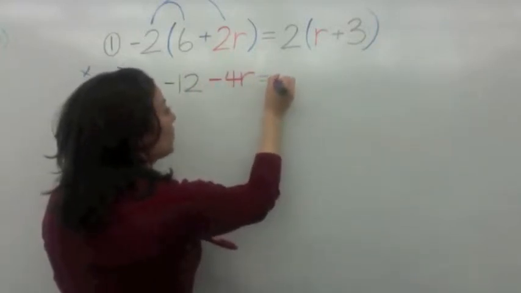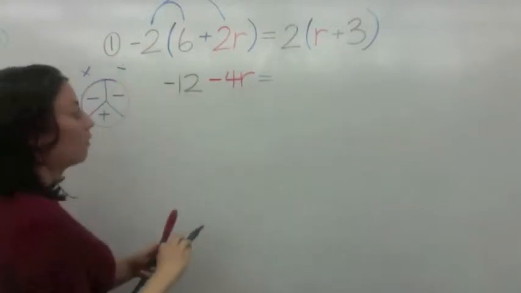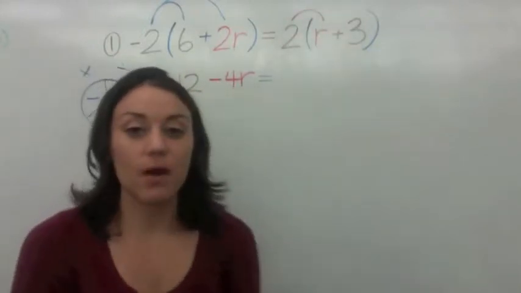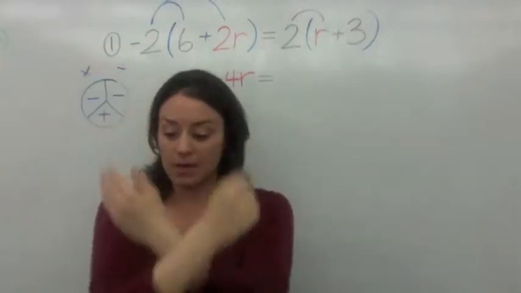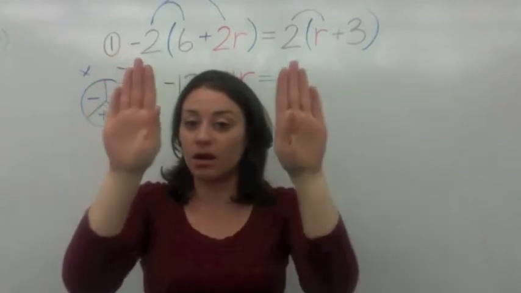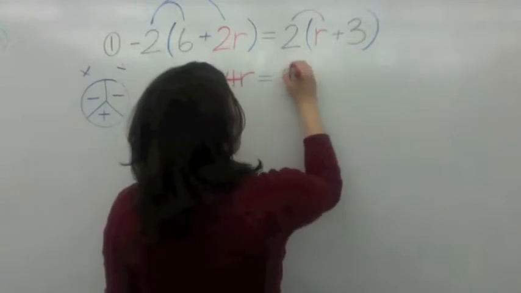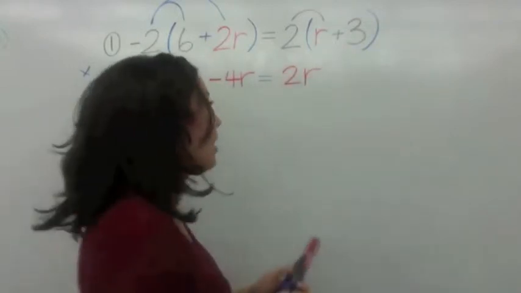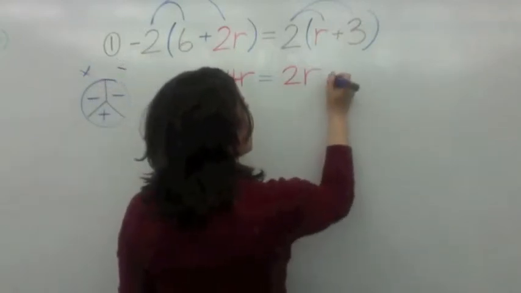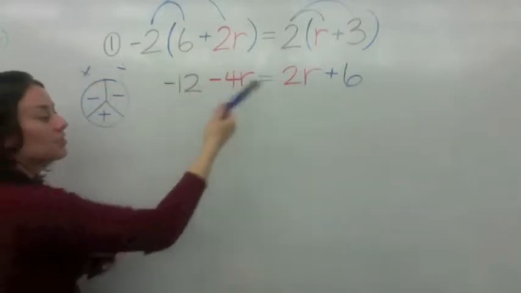equals, now what are we going to distribute on this side? What's the coefficient here? It's 2. Remember, coefficient is the number. So you say 2 times r. If you have 2 and you have r and they're being multiplied, just bring them together and it makes 2r. So 2 times r is 2r, and then 2 times 3 is positive 6. Very good. So that was your first step, to distribute on the left and the right sides.